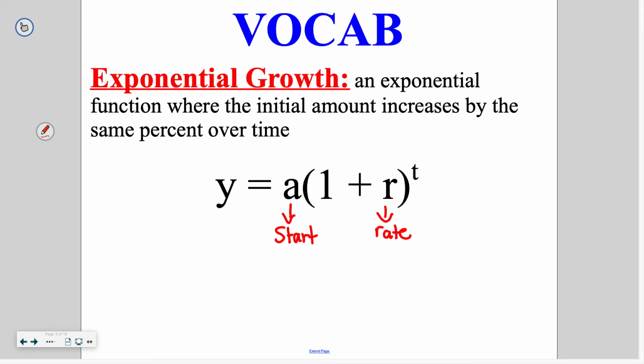You're going to see these typically written as a percent. When you plug it into the equation, it must be a decimal. So if you were given 20%, you would put in 0.2 for R. And then T, this up top part, is going to be our amount of time.